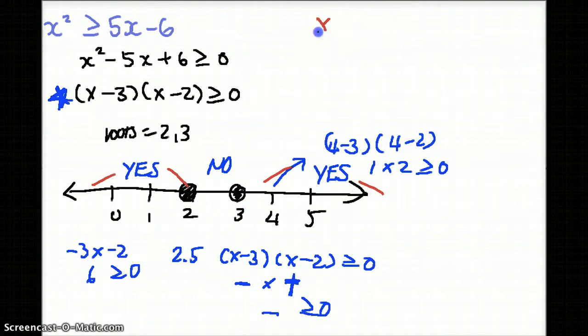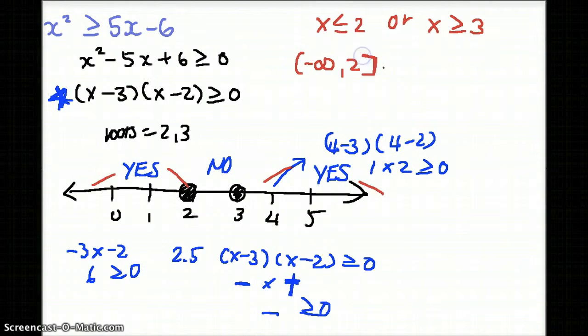So basically we have x is less than or equal to 2, or x is greater than or equal to 3. And we can also write that as negative infinity comma 2, and remember this is going to be a bracket, and then a U, which stands for union, and then bracket 3 comma infinity. So that would be our answer.